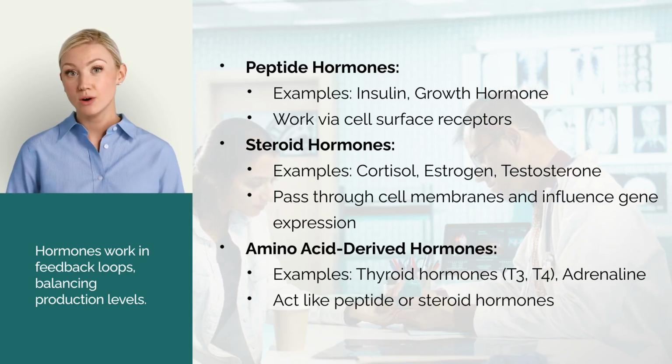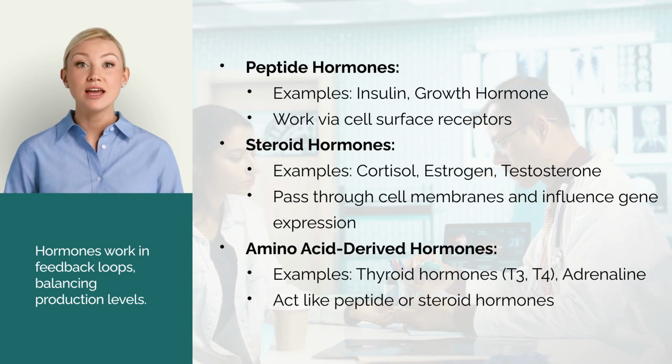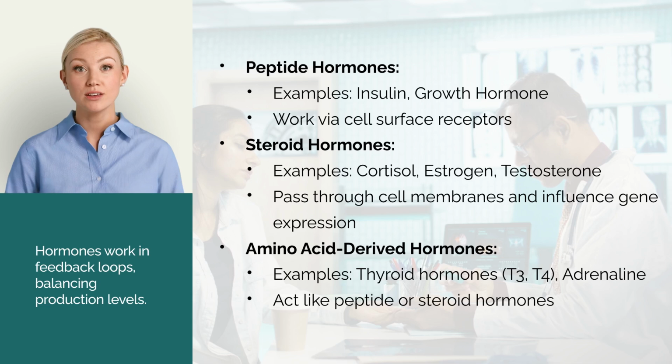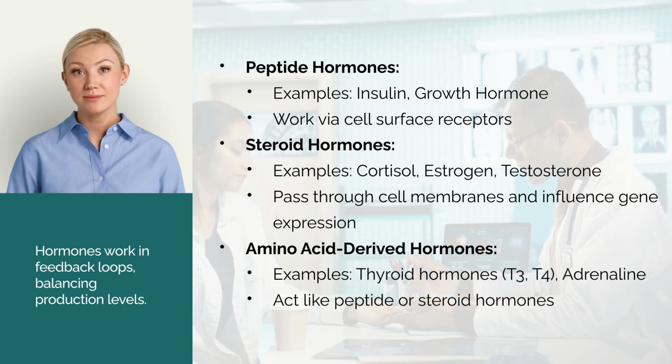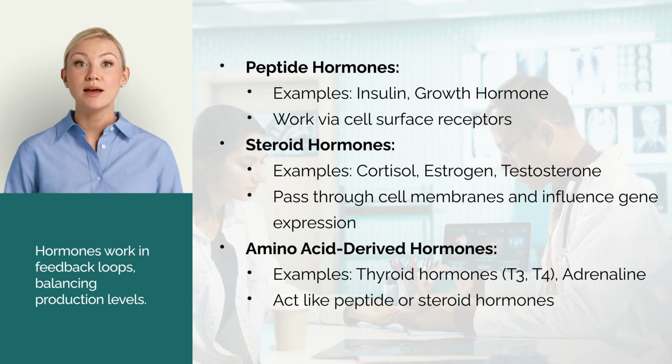Amino acid-derived hormones. These are derived from single amino acids. Examples include thyroid hormones, T3 and T4, and catecholamines like adrenaline. They can act similarly to peptide hormones or steroid hormones, depending on their structure.